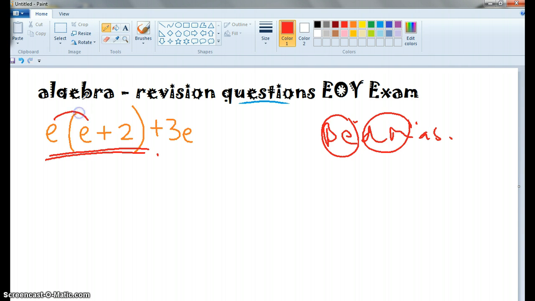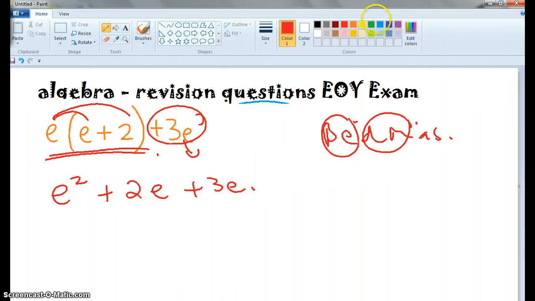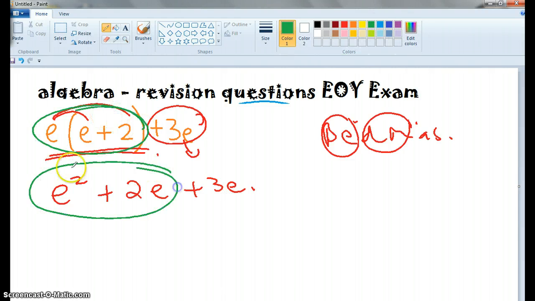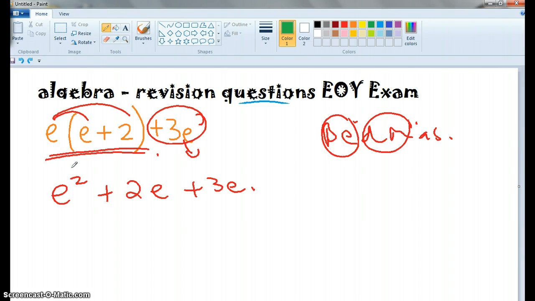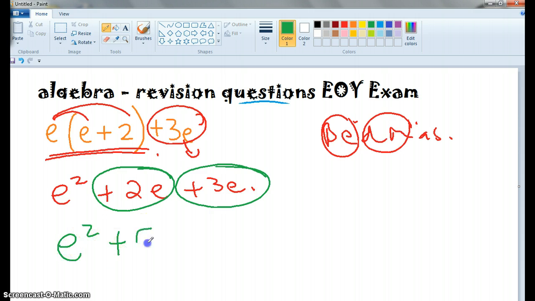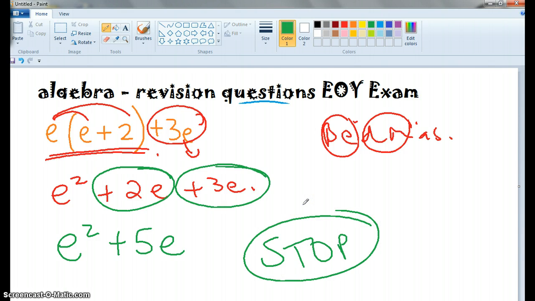So e times e is e squared, e times 2 is 2e, and then the plus 3e just stays there. So all we've done is we've replaced this with this, okay? And then we carry on. Does that make sense? So now we can collect like terms. Plus 2e plus 3e, so we've got e squared plus 5e. Now we need to stop, because we don't know what e is, and e and e squared is not the same number, we can't go any further. Okay? We have done what we were asked to do. That was expanding and simplifying. Okay?